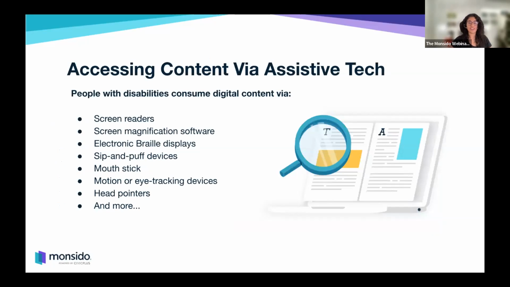We want to make sure that content is accessible via assistive technology. This can actually include, of course, screen readers, any text-to-speech, motion or eye tracking devices, screen magnification software. There's a whole variety of tools out there to help people navigate digital life. So we want to make sure our websites are friendly to any of these assistive technologies that are commonly used.